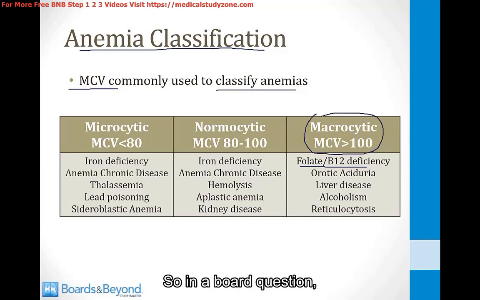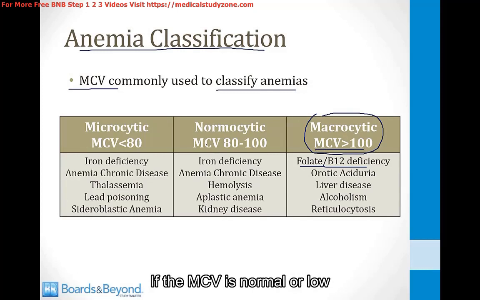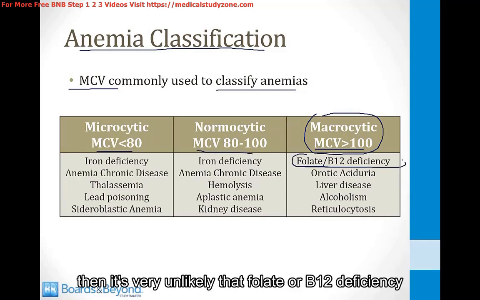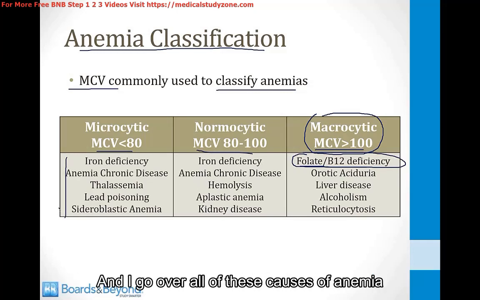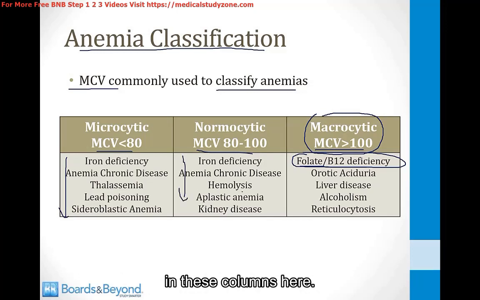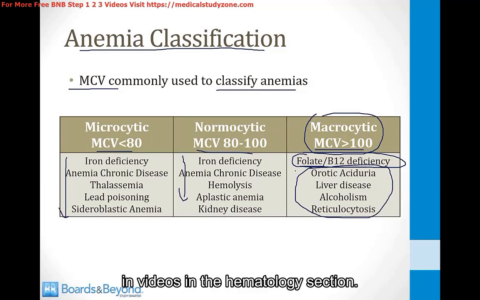So in a board question, if you think the cause of a patient's anemia is folate or B12, make sure the MCV is increased. If the MCV is normal or low, then it's very unlikely that folate or B12 deficiency are the cause of the anemia. You have to consider some of the other things on this slide. And I go over all of these causes of anemia in these columns here, plus other causes of macrocytic anemia in videos in the hematology section. And that concludes our module on folate and vitamin B12.